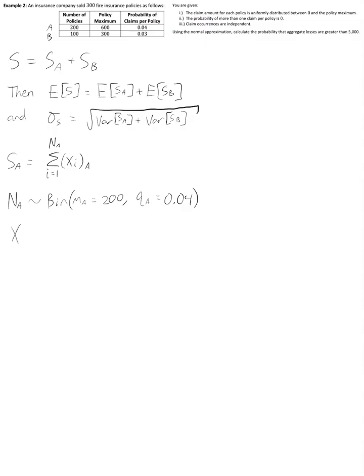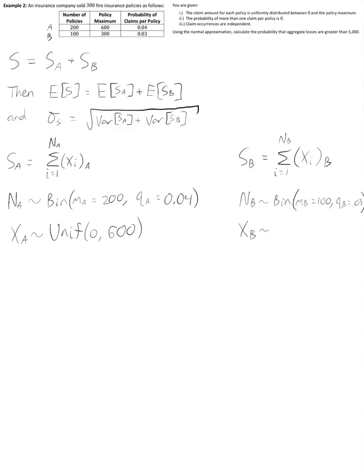Similarly, we're given that the severity follows a uniform distribution between 0 and the policy maximum of 600. We can do something similar for S sub B, and for similar reasons, the frequency under policy B is another binomial, this time with 100 and 0.03 as the parameters. And similarly, the severity of losses under policy B is uniformly distributed between 0 and 300. Again, that's what's given as our policy maximum.